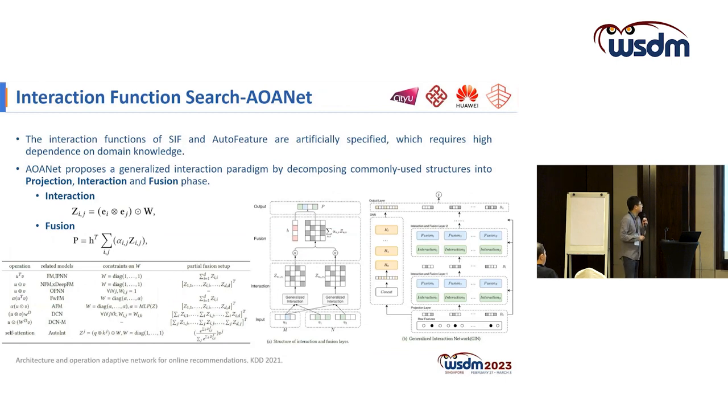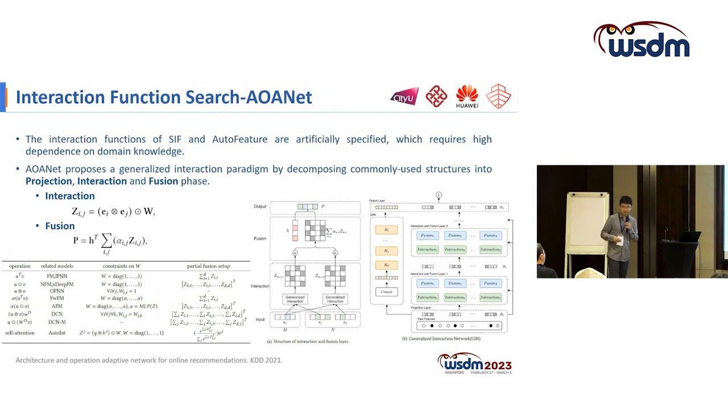But the interaction function of the SIF and the AutoFeature, the previous two works are artificially designed. So we should require domain knowledge. And in this work, they try to use a smarter way to do that.